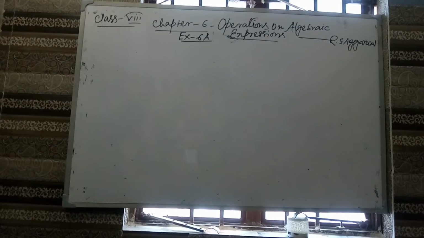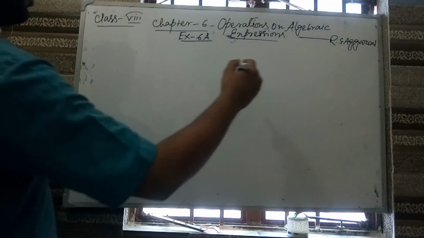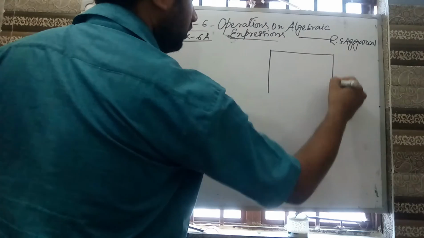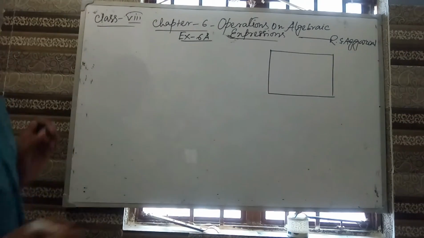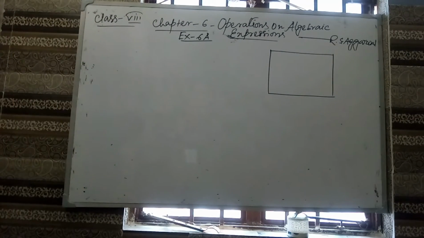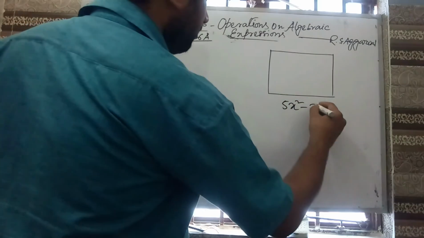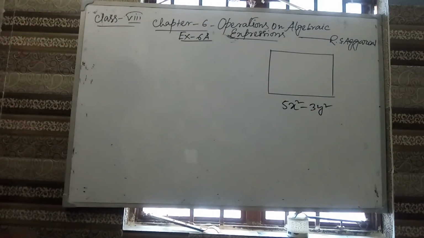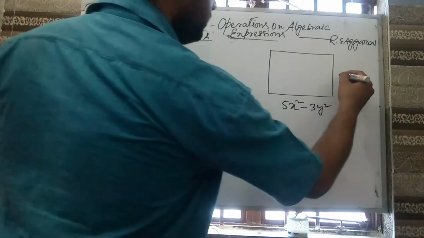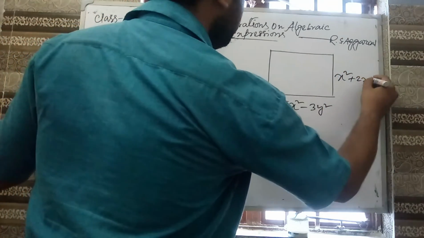Now read question number 19. Two adjacent sides of a rectangle are 5x square minus 3y square and x square plus 2xy. Suppose this is 5x square minus 3y square and this is x square plus 2xy.